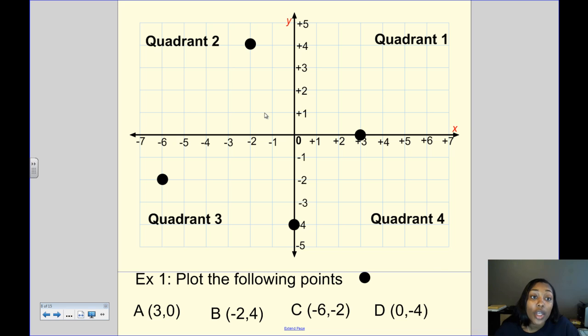And if you'll notice, point B is in quadrant 2, point C is in quadrant 3, and then point A is actually not in a quadrant, it's actually on the x-axis, and then point D is no longer in a quadrant, it's actually on the y-axis.